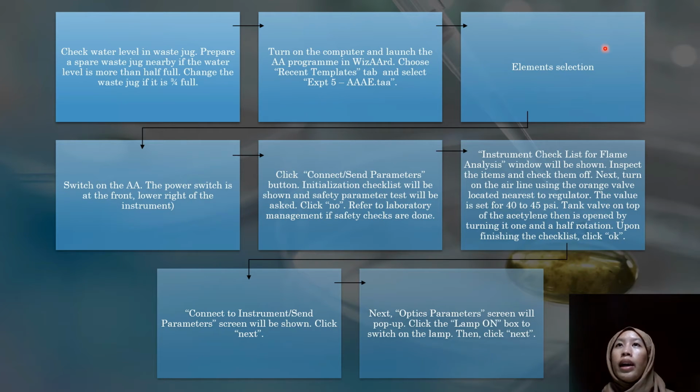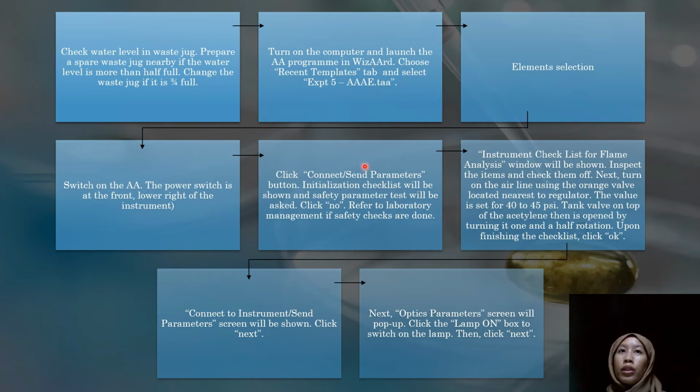And then next we have element selection. We can choose what element we are testing in the experiment in the software. And then next we switch on the AA, which is the Shimadzu 6600. The power switch is at the front lower right of the instrument. Next, you click the Connect Send Parameters button.